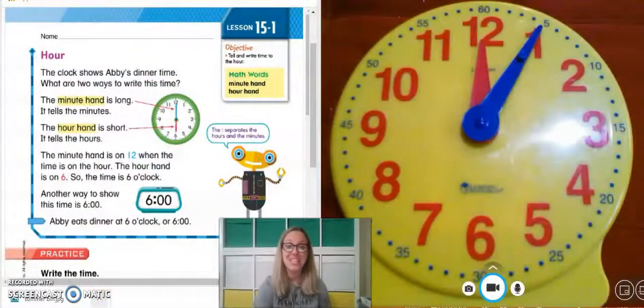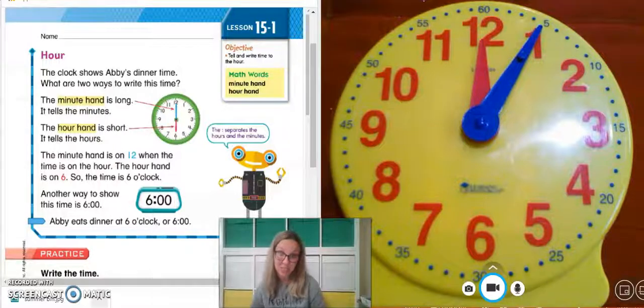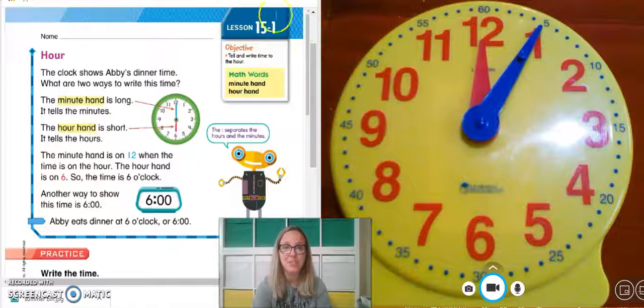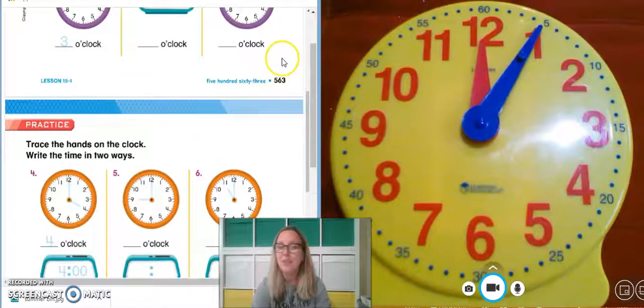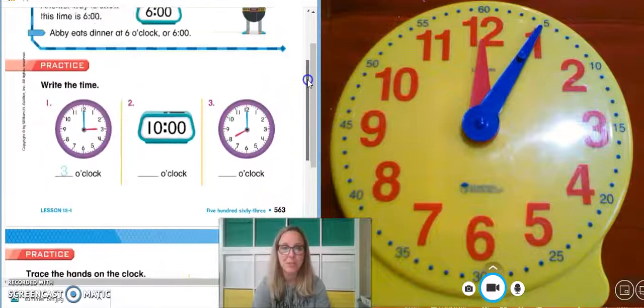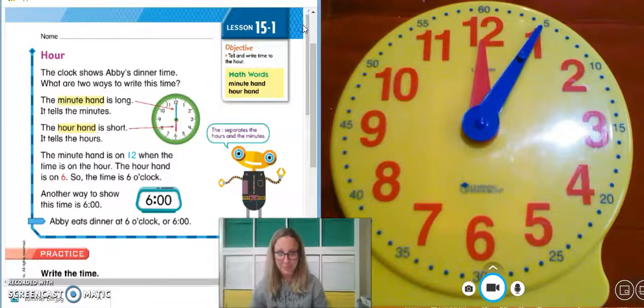Okay, so in our math books, we are actually going to be working in chapter 15 this week. And if you open up to the first page in chapter 15, which is this lesson 15-1, it begins on 563. So if you open up to page 563, we will do our little lesson first, and then we can work through some of the problems.